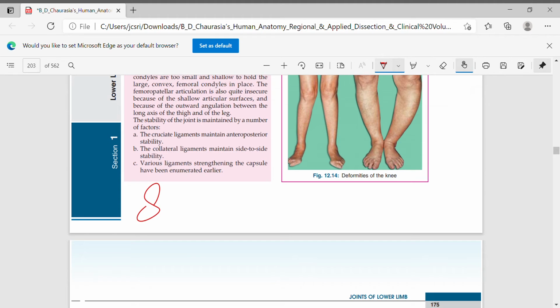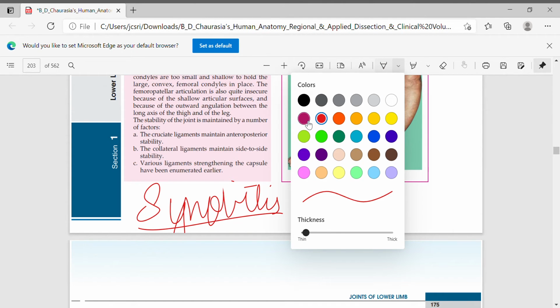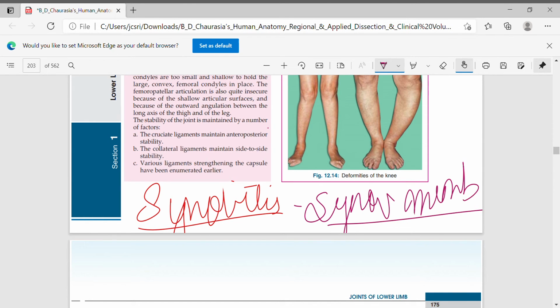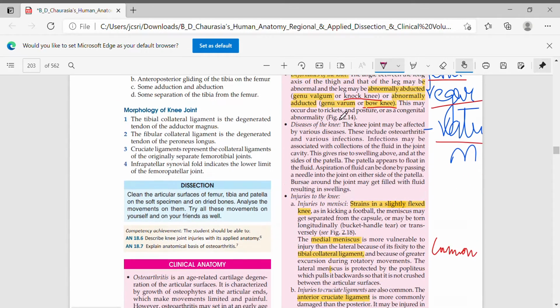So synovitis is nothing but the inflammation of the synovial membrane. The synovial membrane is getting inflamed and the fluid is going to get filled up in the knee joint, where aspiration has been done to remove the fluid in the knee joint. That aspiration has also been done on the sides of the patella. This is very important. Okay, that is synovitis.